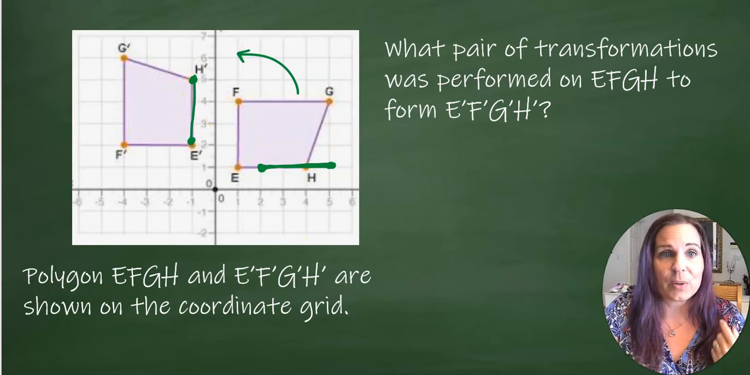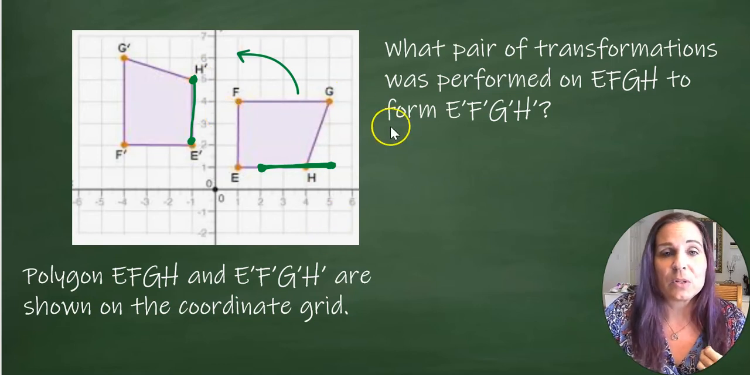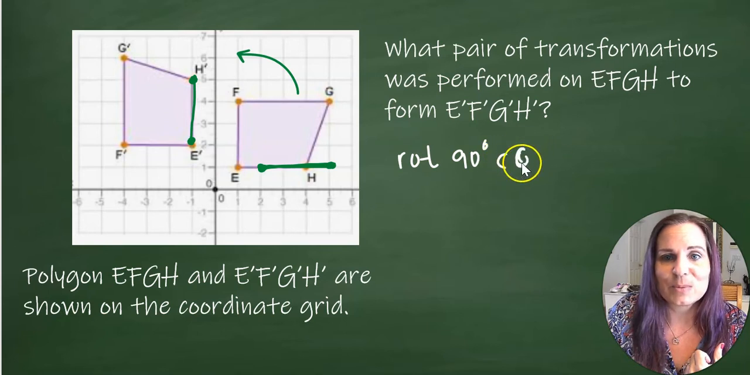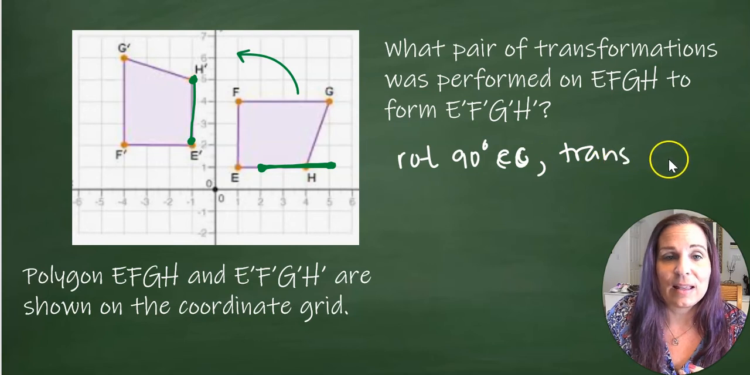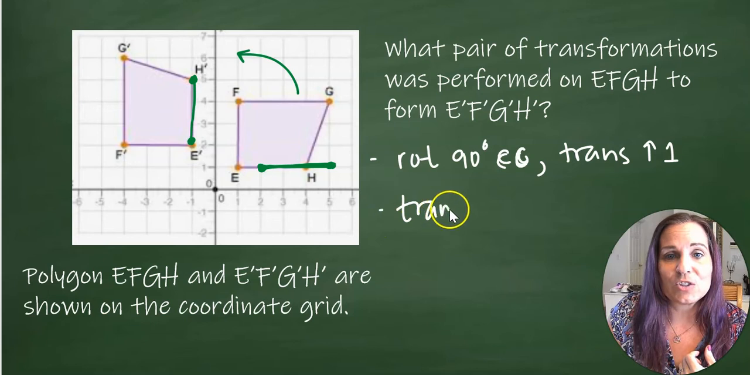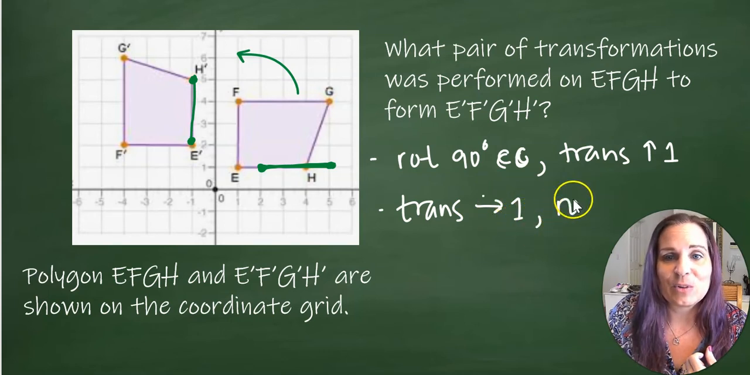So the other option, so actually let me go back and write the previous option down. So what we did last time was a rotation 90 degrees counterclockwise. Sorry, that's supposed to be a CC. Followed by a translation, and that was 1 up. So up 1. Now this other way that we could do it, if we do the translation first, we could do a translation 1 to the right, or let's say right 1 unit, and then rotate 90 degrees counterclockwise.